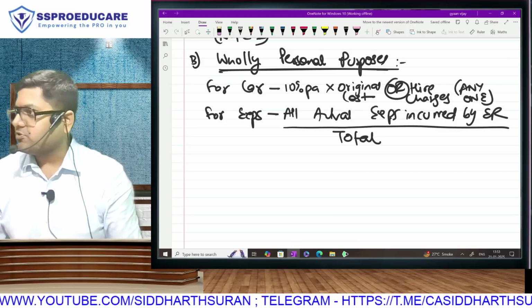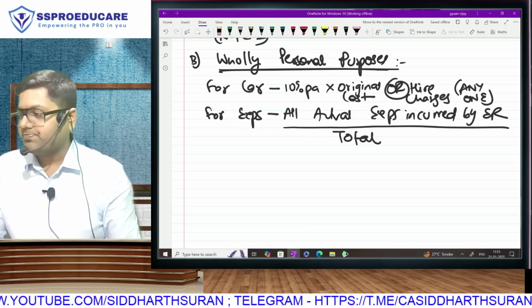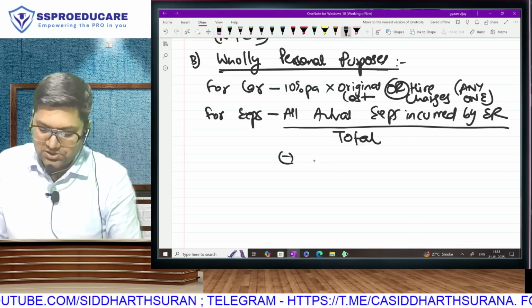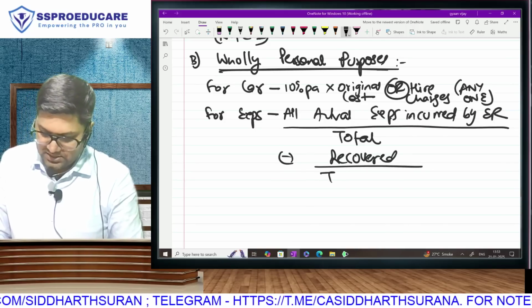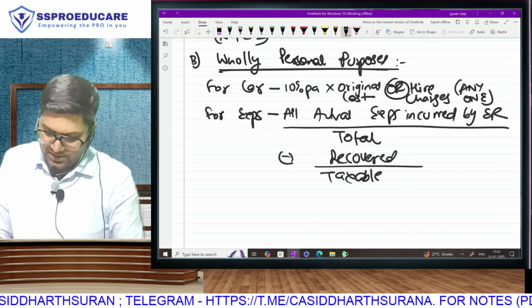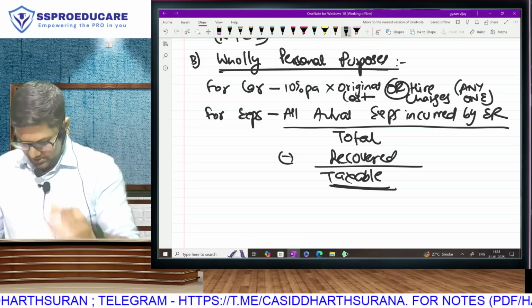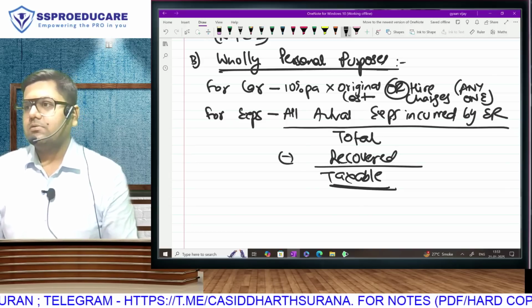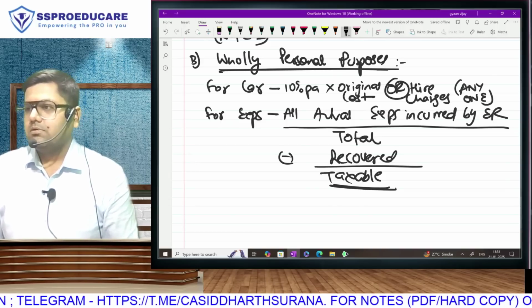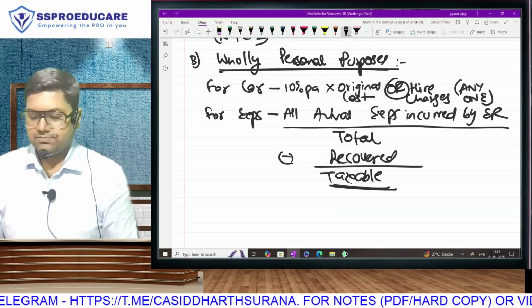This is the total expense of the employer in the form of car and expense. From this, it is possible that there is some amount which is recovered. So whatever is the amount that is recovered, you subtract that amount and you will get your taxable amount. Everyone is clear on this?